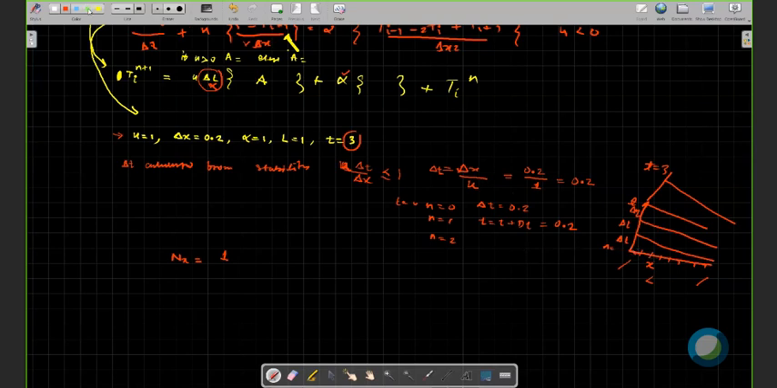Suppose there are 1, 2, 3, 4, 5, 6 elements. Then how many grid points are there? 1, 2, 3, 4, 5, 6, 7. Okay, 6 elements, then 7 grid points. Okay.